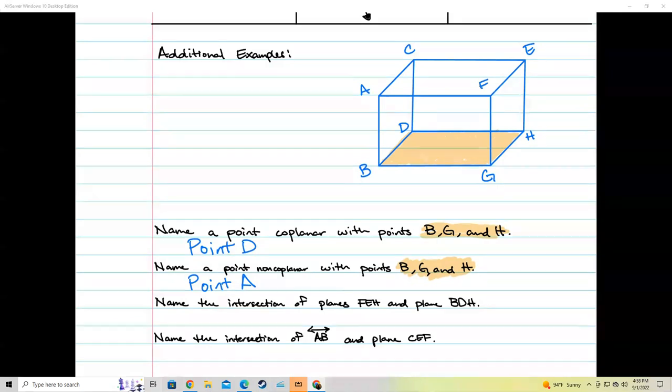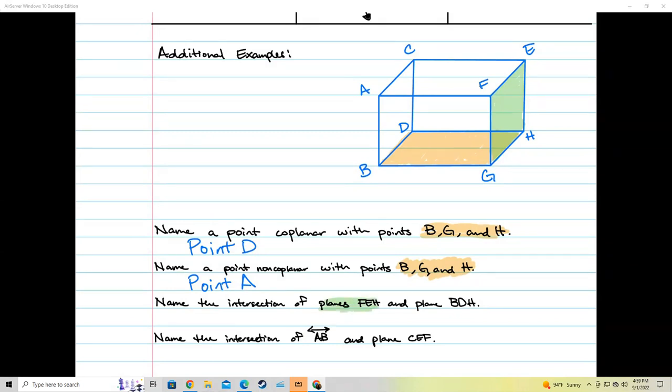Name the intersection of planes FEH and BDH. So let's see, FEH. I'm going to go ahead and highlight FEH. That looks to be like the right side of the box. So I'm going to color the plane on this right side, and because I haven't highlighted that yet, I'm going to use a different color. I'm going to highlight this green. All right, so that's plane FEH.